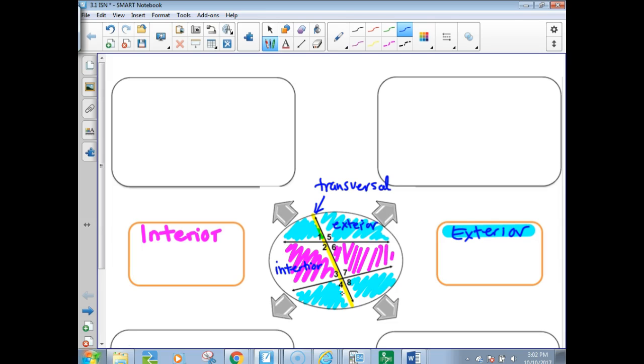All right, so in the interior, that would be angles between the lines cut by the transversal. I abbreviated transversal with trans V. So in this picture, what angles are on the interior? That would be 2, 6, 3, and 7.